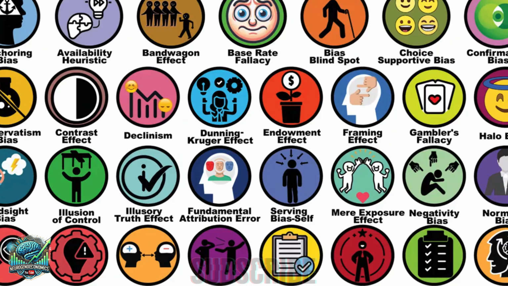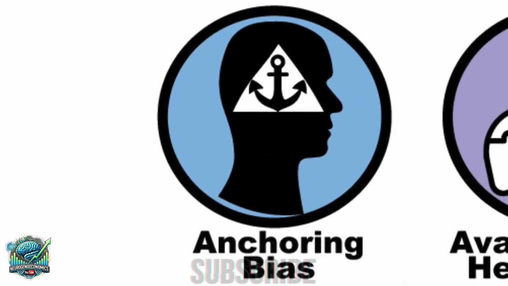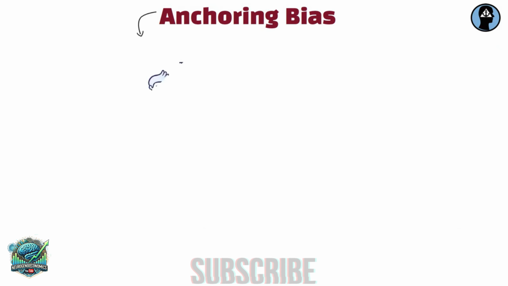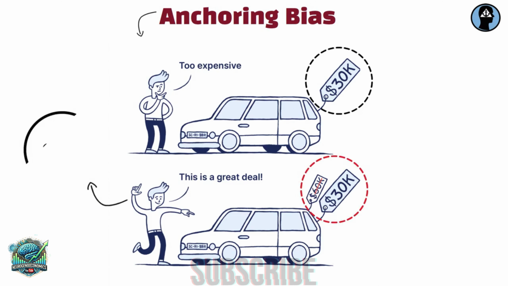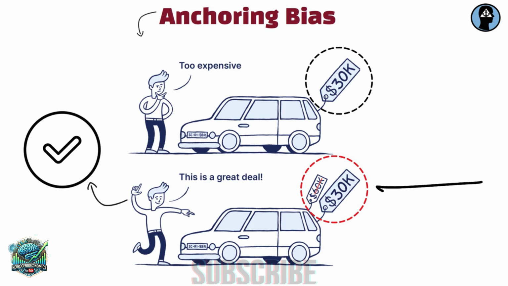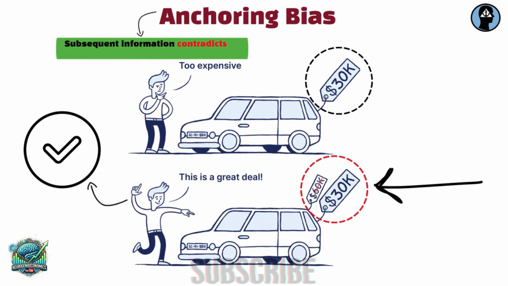Every cognitive bias explained. Anchoring bias. Anchoring bias refers to the tendency to rely too heavily on the first piece of information received, the anchor, when making decisions or judgments. This bias can lead individuals to make choices that are unduly influenced by the initial anchor, even when subsequent information contradicts or outweighs the relevance of the anchor.